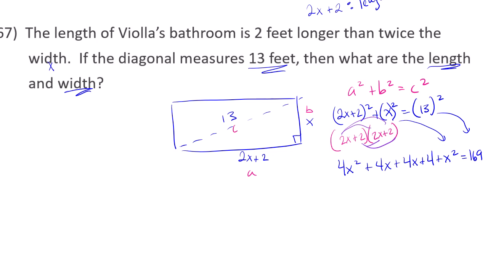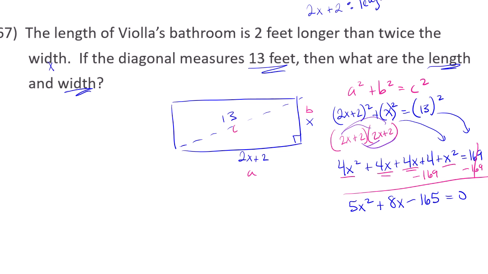All right. So now we have to do a couple things. We have a lot of like terms that we want to combine, and we want to get one side to be 0. So I'm going to subtract 169 from both sides. Okay, so I'm going to subtract 169 from the 4 because those are like terms. I'm going to combine 4x squared with 1x squared, 4x with 4x. So what I'll get, 4x squared plus 1x squared is 5x squared. 4x plus 4x is 8x. And then 4 minus 169 is negative 165.